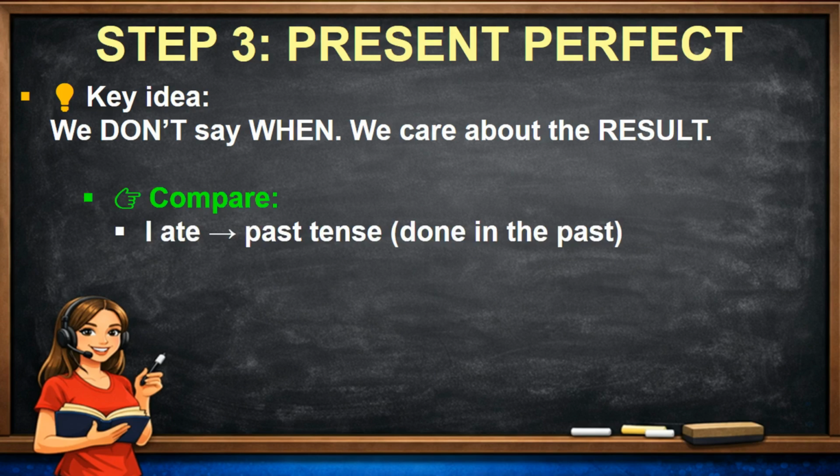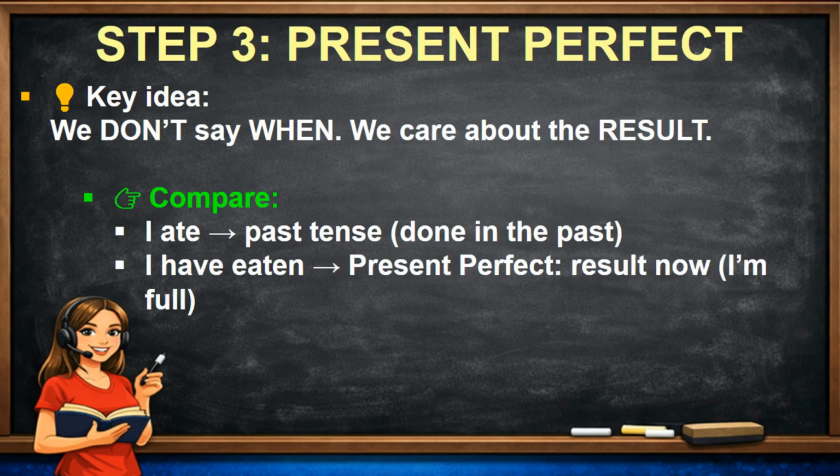Let's compare these two sentences. I ate. This sentence is simple past, and it means I ate sometime in the past. While I have eaten, this is a present perfect tense. It means I have finished eating, and the result now, I'm full. This is where many learners get confused.